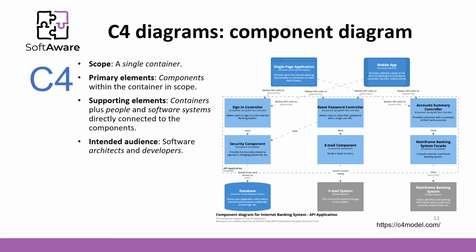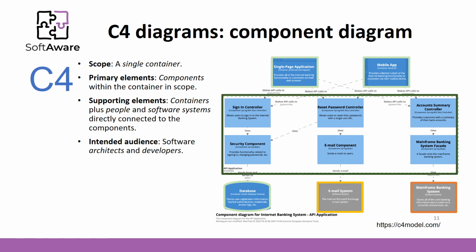Moving on to the next slide, you can see the extended system to its components. Here, the single-page application could call various API servers that are split into separate components like sign-in controller, security component, email component, and others. In this case, primary elements are components within the container in scope. Supporting elements are containers plus people and software systems directly connected to the components. The intended audience this time can only be software architects and developers.